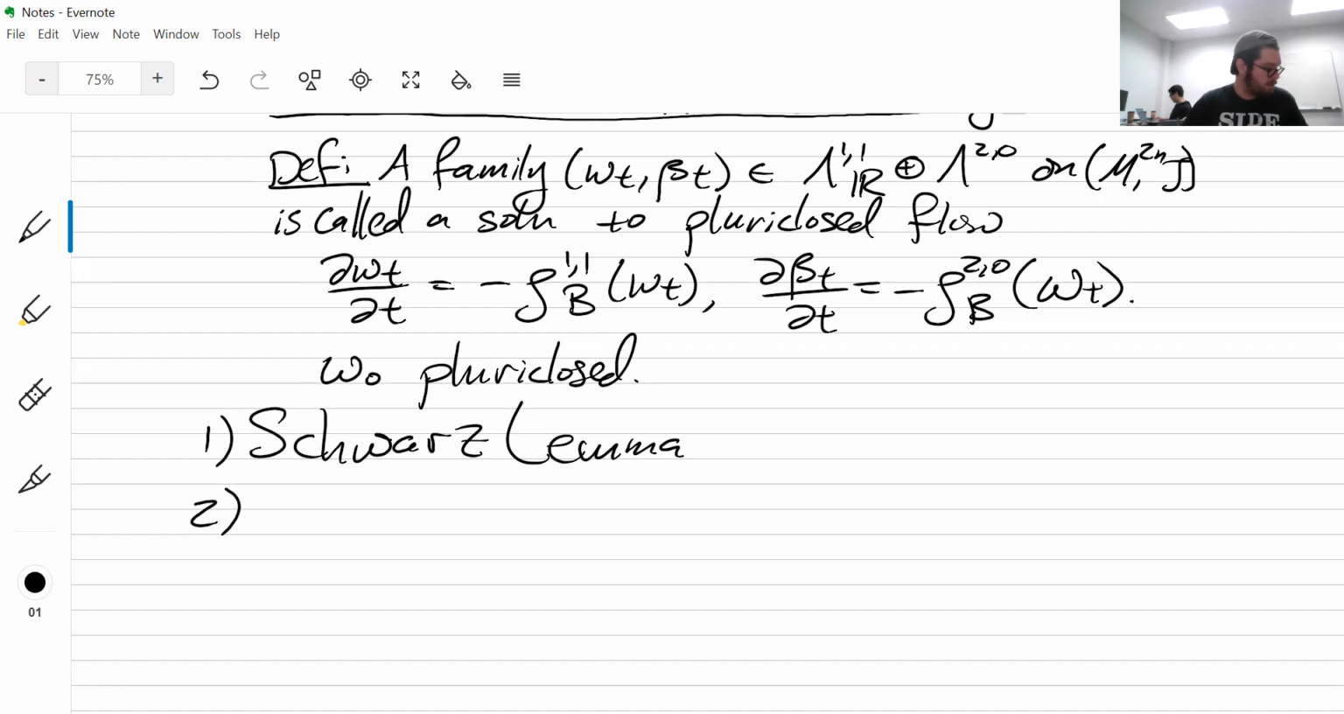The next thing I'd like to do is talk about the formal changes that happen to pluriclosed flow when you view it as a flow of generalized Hermitian metrics on a holomorphic current algebroid. So this is really the place we're going to be talking about pluriclosed flow on holomorphic current algebroids.